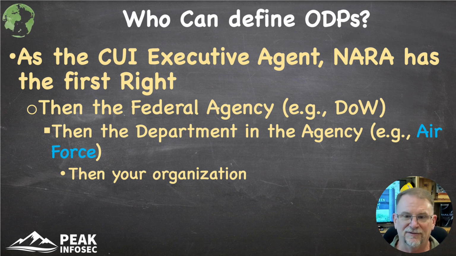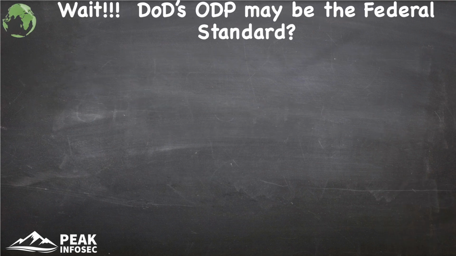Now, the reality is DOD, or DOW, has already come out and published guidance on this. And so, yes, they may be the federal standard. So let's talk about what is now in the draft FAR CUI rule that may be published tomorrow after we publish this publication. We may need to revise this one.